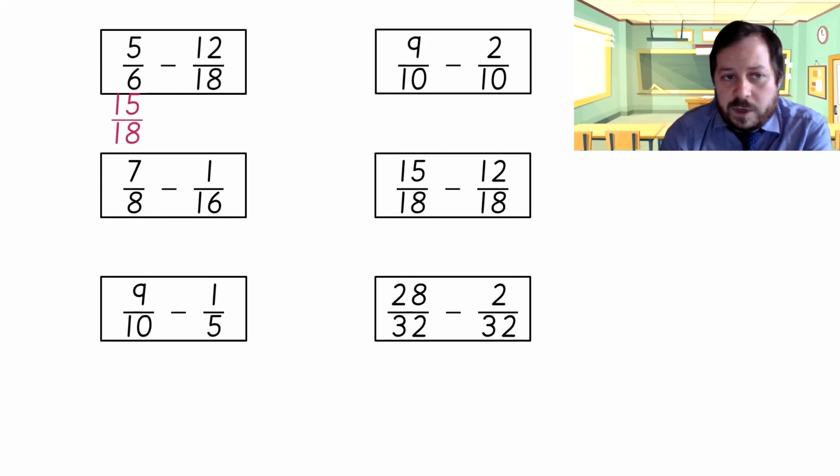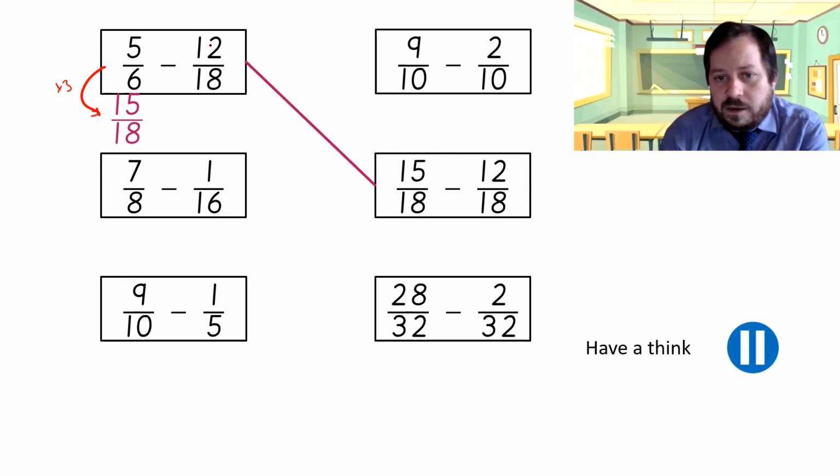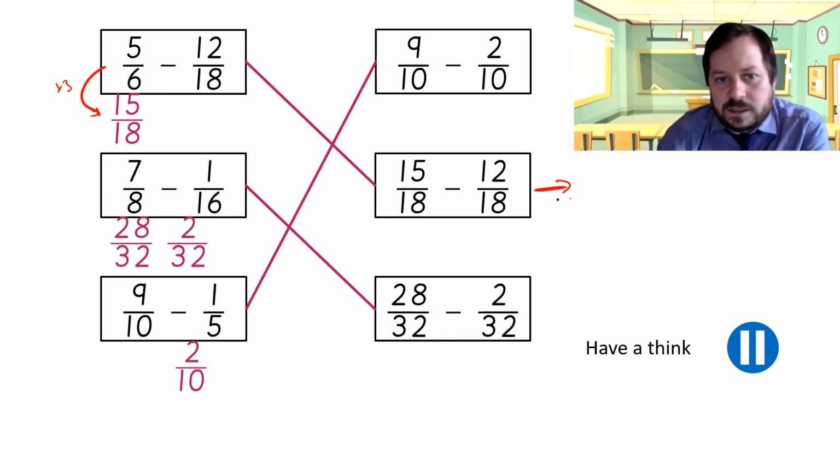So the first one, we have to change into 18ths. So we are timesing this one to get there. We times by 3. 6 times 3 is 18. So 5 times 3 is 15. Then 15 minus 12 is the same thing as this one over here. And the answer to that, you can put at the end. I'd add the answer over here as well, because I'm pretty sure you can add the answer. So just match them up and see what you can find. So nice and straightforward. This is 28/32, which is the same as that one down there. And this one is the same as that one there.